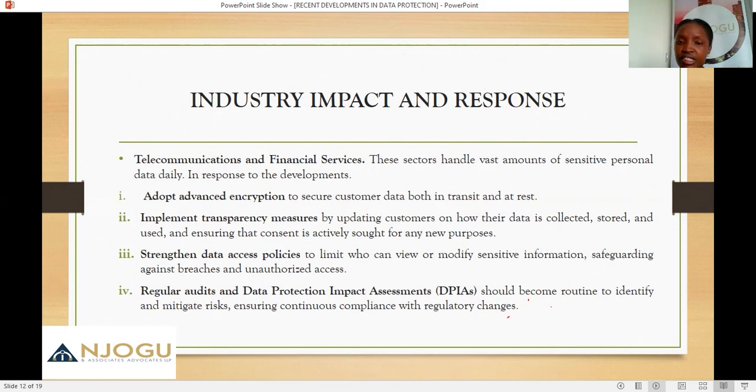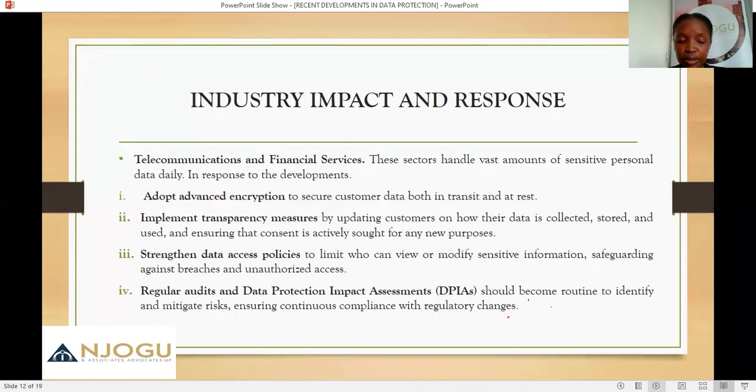Two, implement transparency measures by updating customers on how their data is collected, stored, and used, and ensuring that consent is actively sought for any new purposes. This just clearly repeats our first scenario. Even if you're a company owning this platform and you're upgrading your system, you want to get consent from your clients for them to actually understand first. For consent, the person has to first comprehend what they're signing up for.